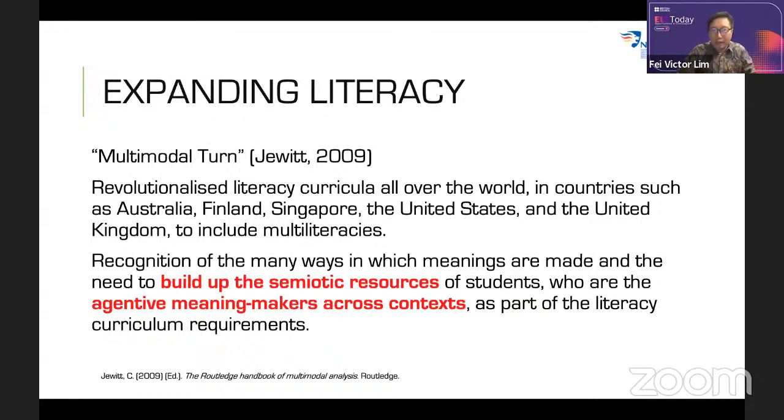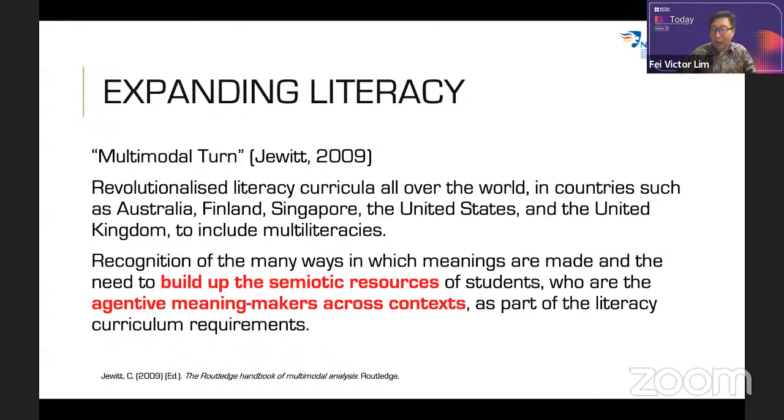So essentially, it is a fundamental recognition that there are many ways in which meanings can be made, and therefore there's a need for us to build up the semiotic resources of students, who are recognized as agentive meaning makers across contexts, as part of the literacy curriculum requirement.